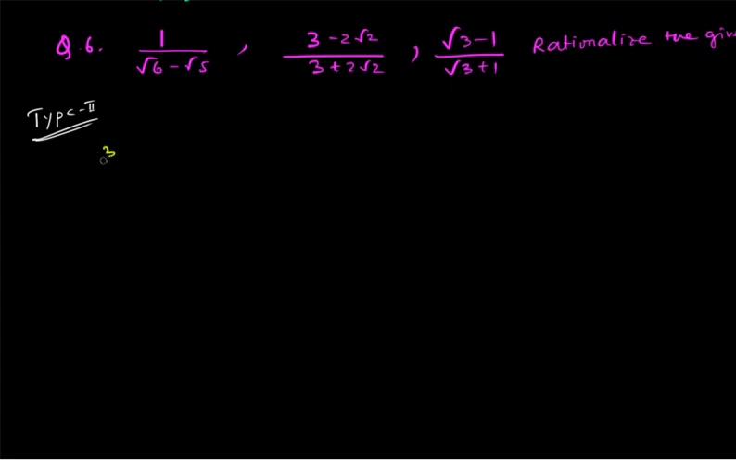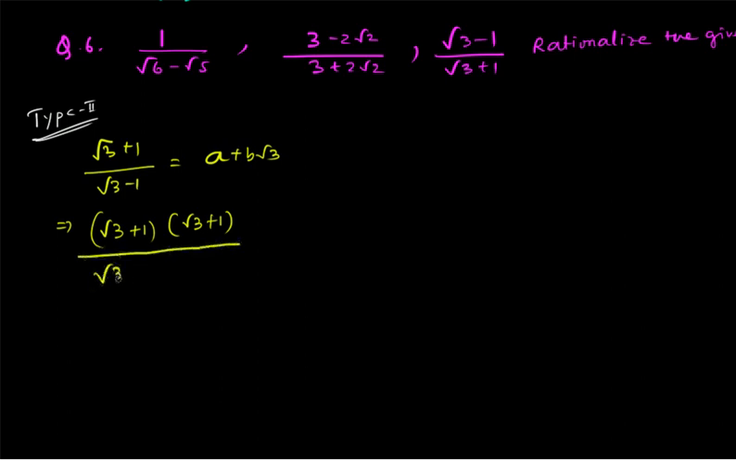So the question can be root 3 plus 1 by root 3 minus 1 equals a plus b root 3. You have to find the value of a and b. Remember, a and b both are real numbers. So we have to rationalize the left hand side. So we will be multiplying the numerator and denominator by the rationalizing factor, which is root 3 plus 1.